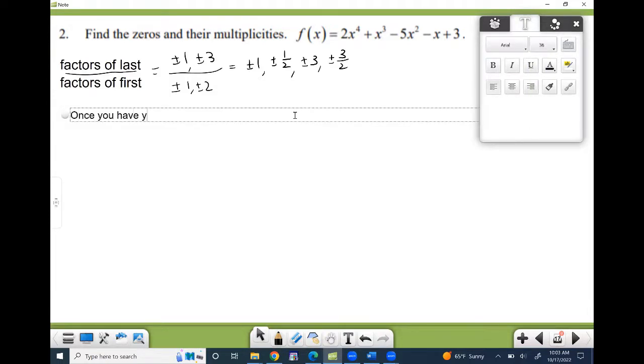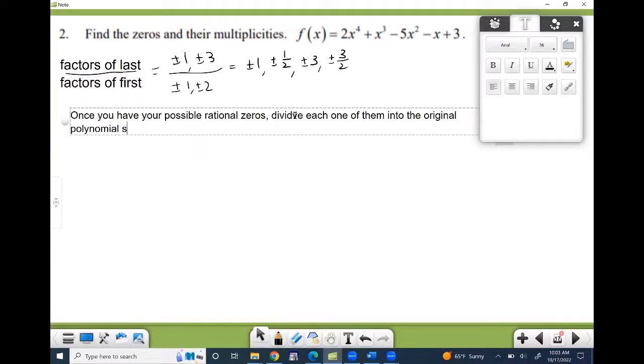Once you have your possible rational zeros, divide each one of them into the original polynomial using synthetic division. Whatever division you want, but synthetic's the easiest, right? If it has a remainder of 0, it's a zero. We know that from the last lesson that we had, right?